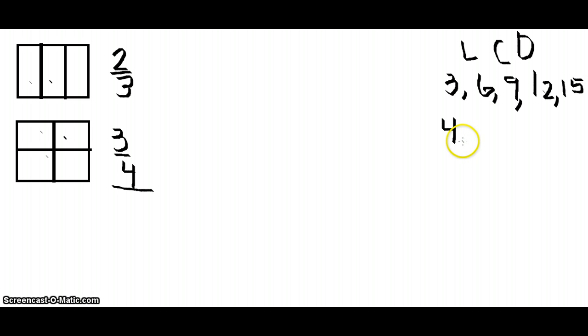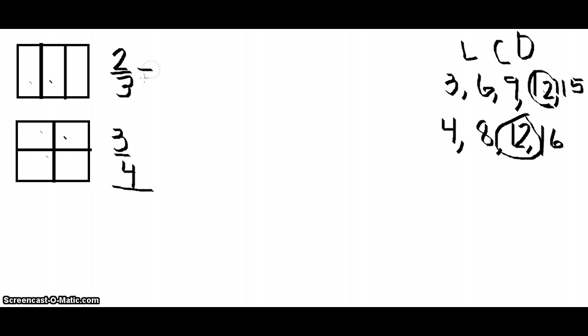And for 4, when we count with multiples of 4, we have 4, 8, 12, 16. Now, we look for ones that are exactly the same. Here we have a 12, and here we have a 12. So our LCD, or least common denominator, is 12.